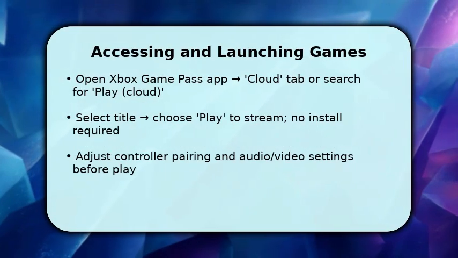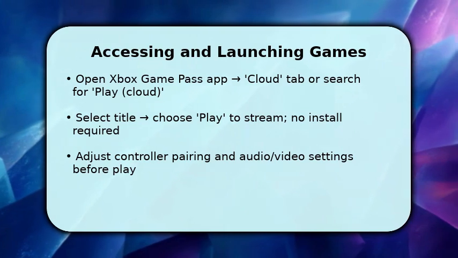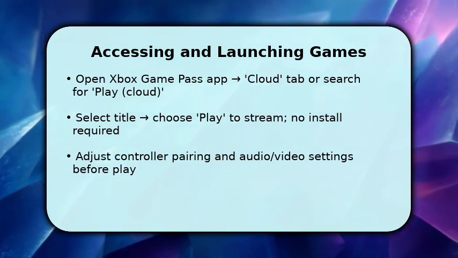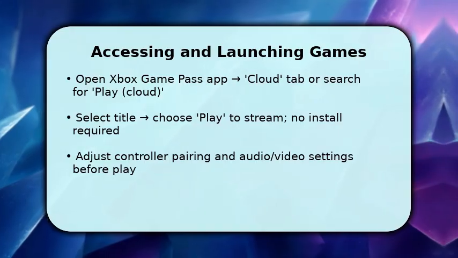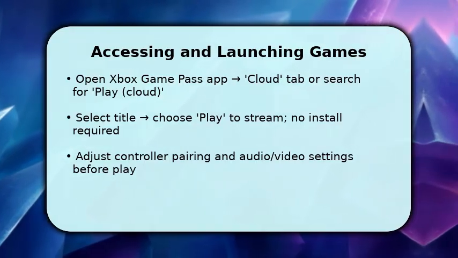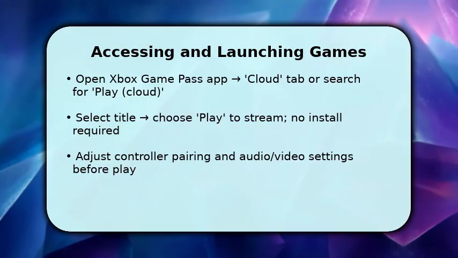You now navigate to the Game Pass app and select the Cloud tab or search for games labeled Play Cloud. When you pick a title, choose Play to start streaming. This bypasses local install and launches quickly.